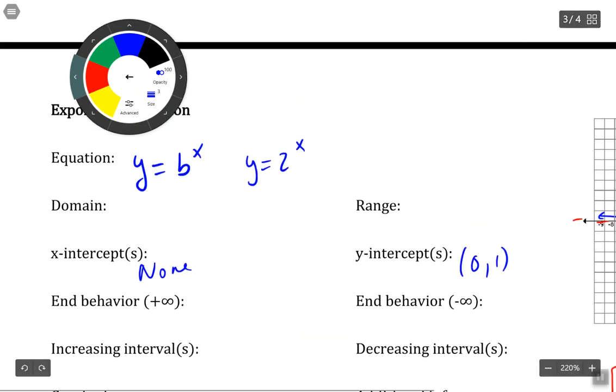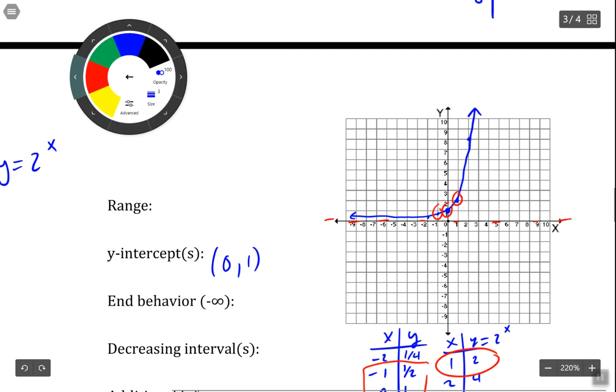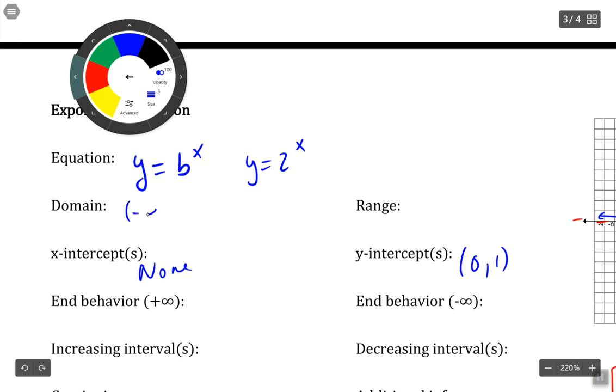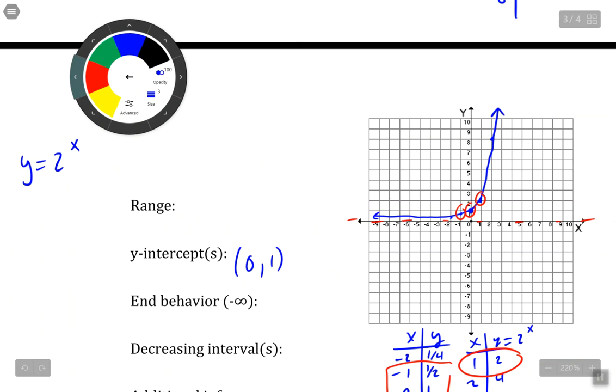So what was that domain again? Looking at that, are all the x values possible? So what's my domain? Okay, what's my range? Can 0 happen? No. So I start at 0. Am I including that point? No, so it's a parentheses, not a bracket. Got it? 0's not included because it's an asymptote. And is it going to infinity and beyond? Yep.